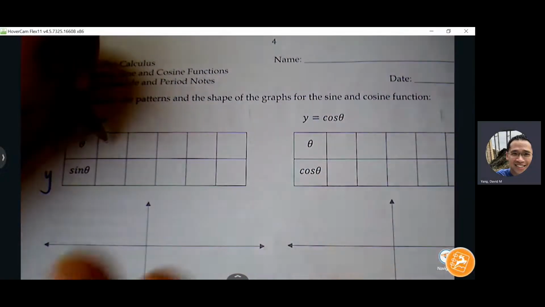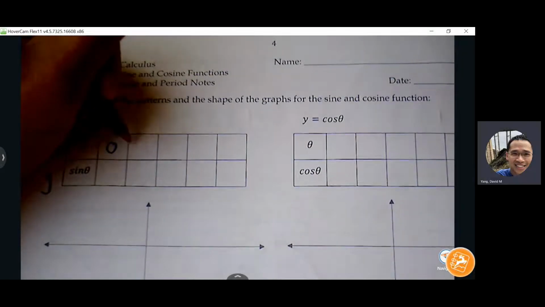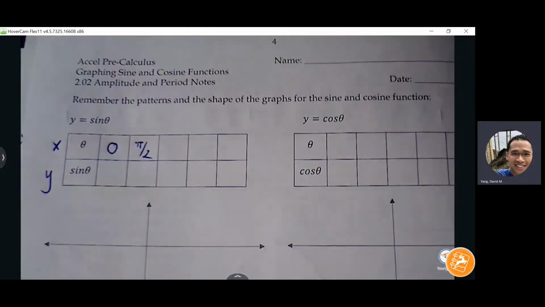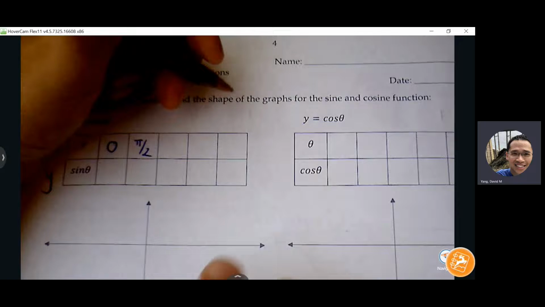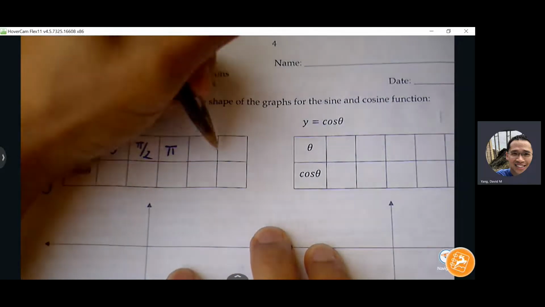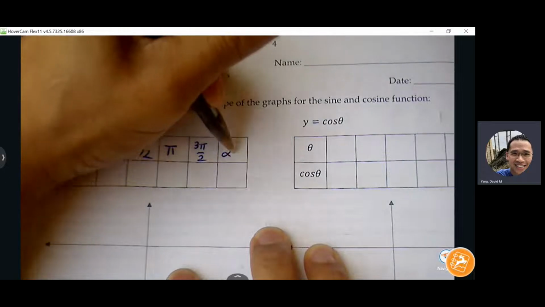And for sine, here are the most important points. We're going to start at 0. We're going to go to pi over 2. So basically all the quadrant order pairs. If we can just focus on those, everything else will just kind of fall in line. So just think about your quadrant order pairs.